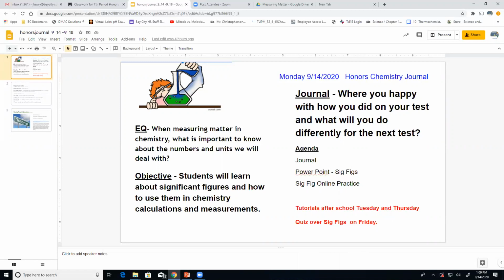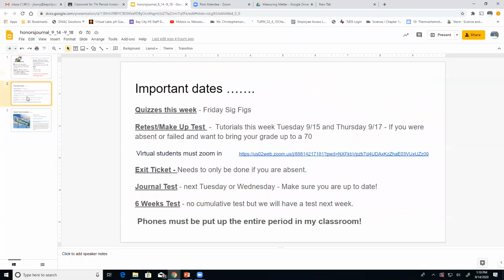Alrighty. So make sure you got your journal done. We're going to be doing a new unit over measuring matter. And we'll have a quiz over Sig Figs, which we're going to spend several days on, on Friday. So just one quiz this week. So some important things going on. Sig Fig quiz on Friday.